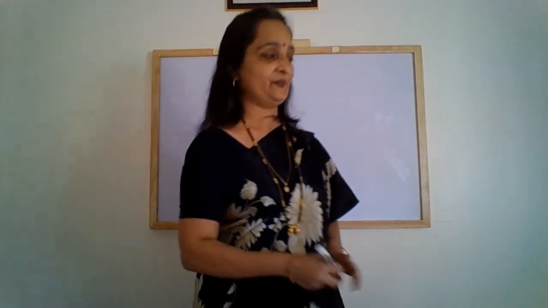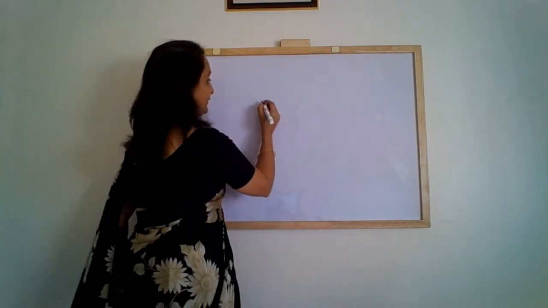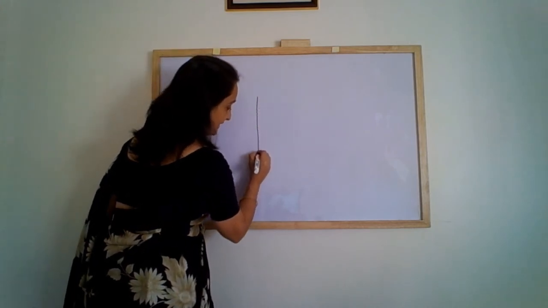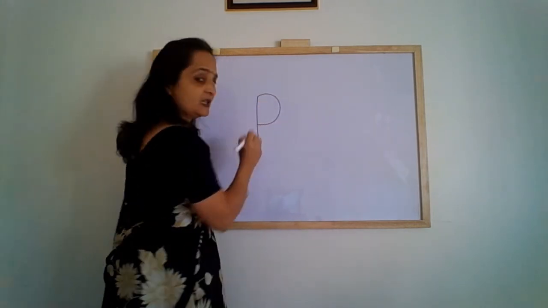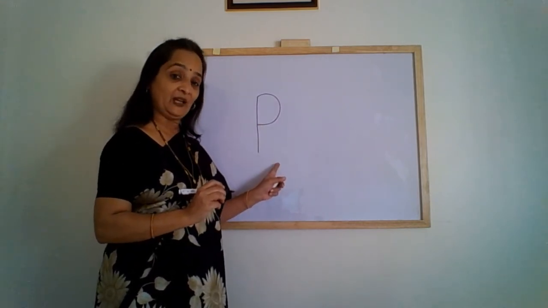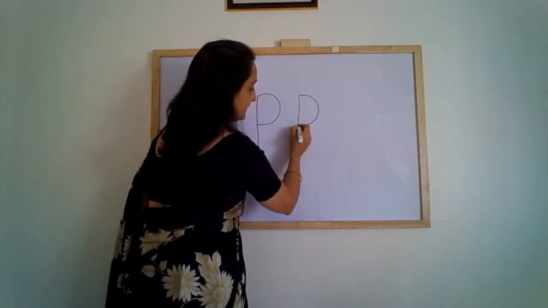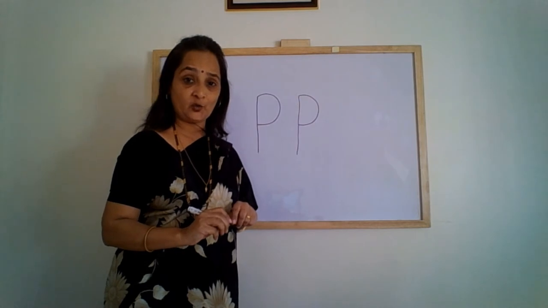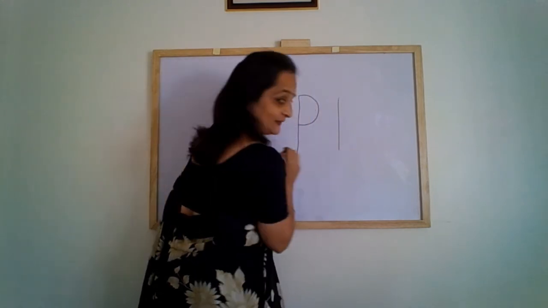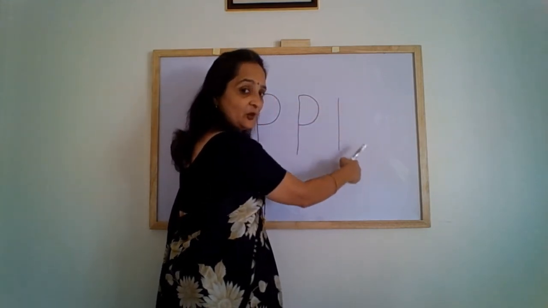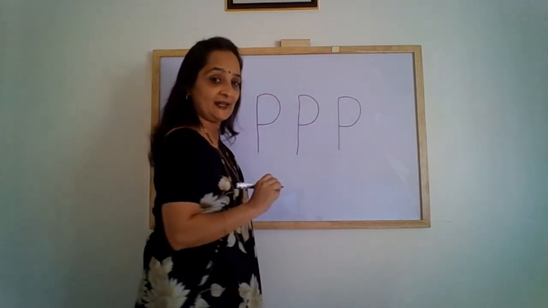So watch me. As I had mentioned earlier, for writing P, first we make a standing line. First, we draw a standing line and then we make a forward curve. A small forward curve. This is letter P. A standing line with a small forward curve is letter P. You want me to show you once again? I will. Watch me. Standing line. Right? For the standing line, we go from up, we go down. Standing line and a small forward curve is letter P.